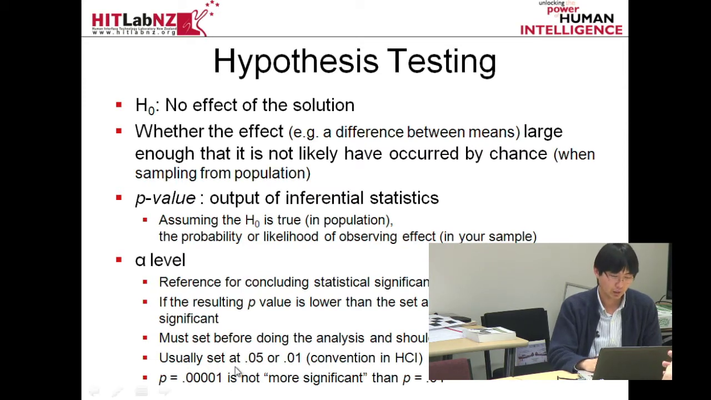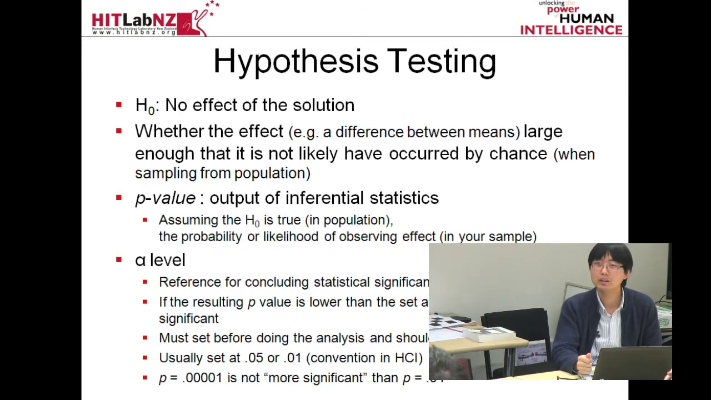And again, even if you had a very small p-value like 0.01, you cannot say it is more significant than having 0.04. Both are simply significant, because deciding if it's significant or not is based on the alpha level you set. So it's either significant or not.